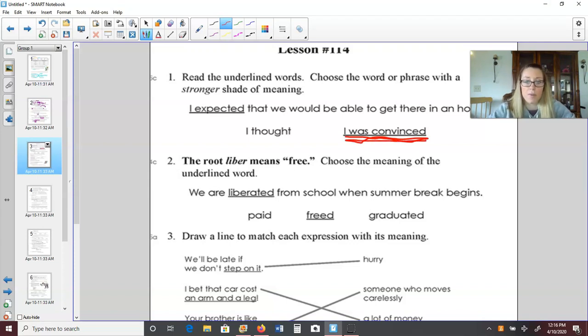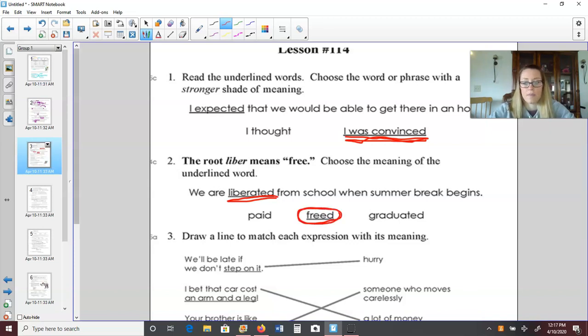Number two, the root liber means free. Choose the meaning of the underlined word. So we've seen the word liberty when we've talked about, I'm sorry, not grammar, when we've talked about government. We are liberated from school when summer break begins. Liberated from school. So what does it mean to be liberated from school? We are freed from school.